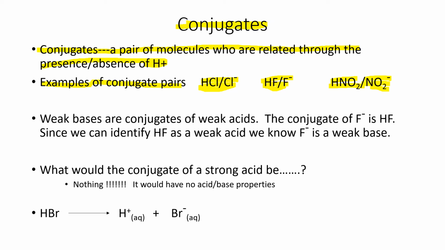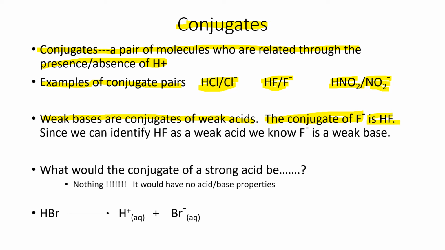So here's how we can use the idea of conjugates to identify weak bases using something we already know. Weak bases are conjugates of weak acids. We know how to identify weak acids. So being that we know how to identify weak acids pretty easily, we're going to use that to identify weak bases. So how do we use that to recognize that F minus was a weak base? Well, what's the conjugate of F minus? The conjugate of F minus would just be to stick an H plus on it, and if we stick an H plus on F minus, we're going to get HF.